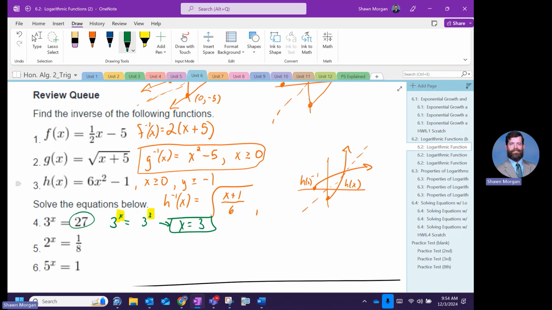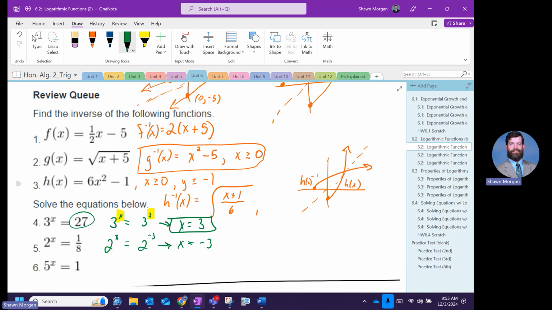And we can similarly attack number 5. Now, how do I make 1/8 2 to a power? Mitchell? Okay, so 2 to the x equals 2 to the what? Negative third. And therefore, x equals negative 3. Right? Because 1/8 is 2 to the negative third power.